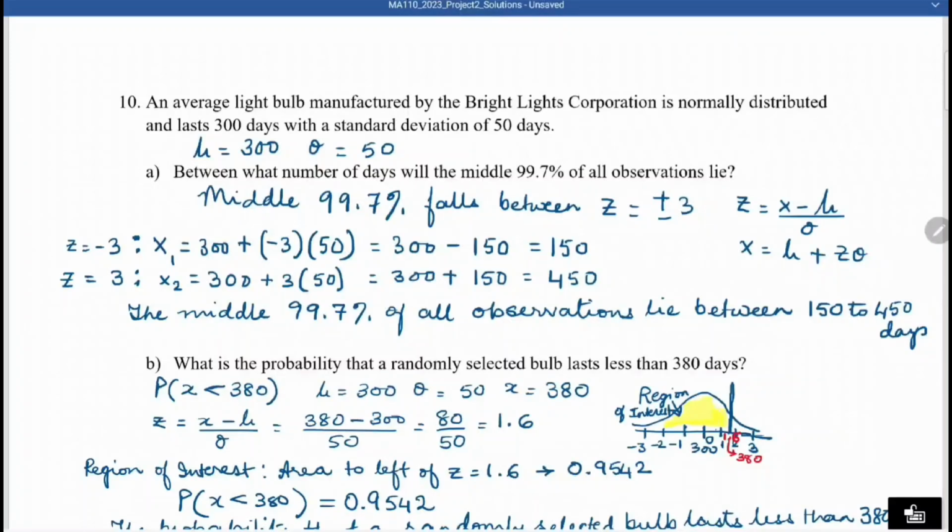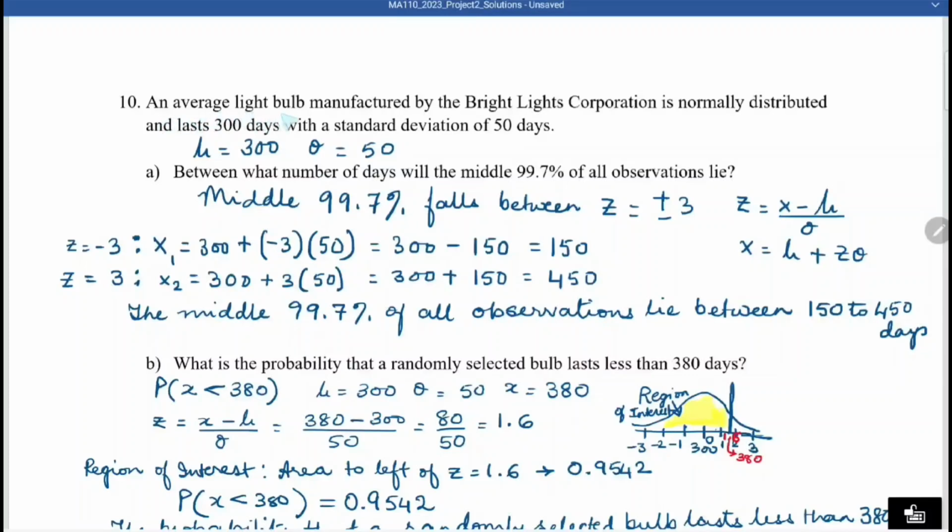Now the next problem is an application-based problem to find areas under the curve. So we'll be finding areas between two z values, or to the left or to the right of a particular z value, as the case may be. But here we will first have to find the z value. All right, so let's read the question.